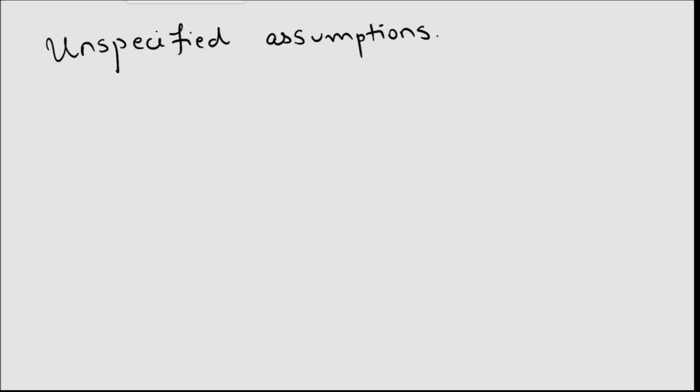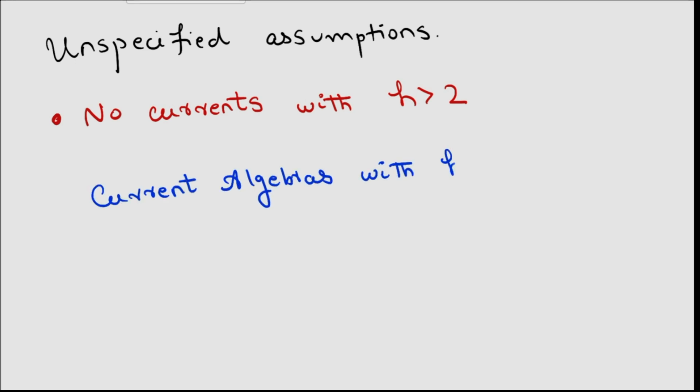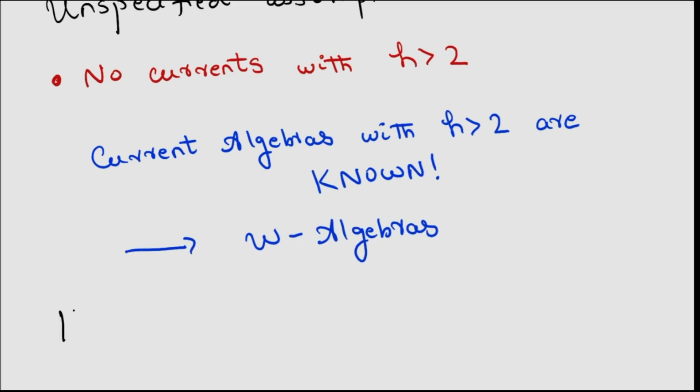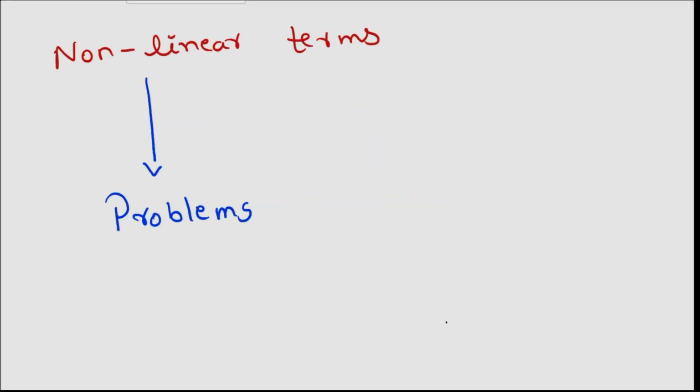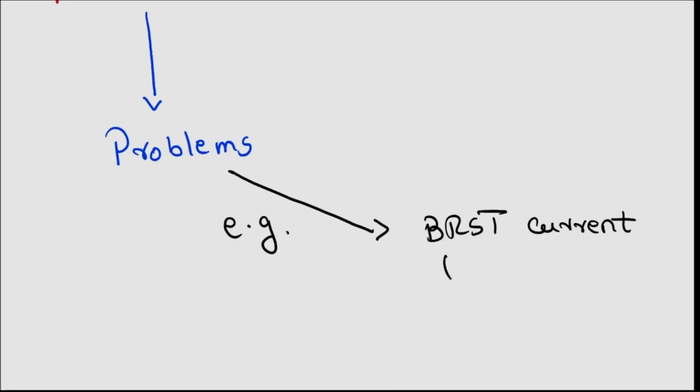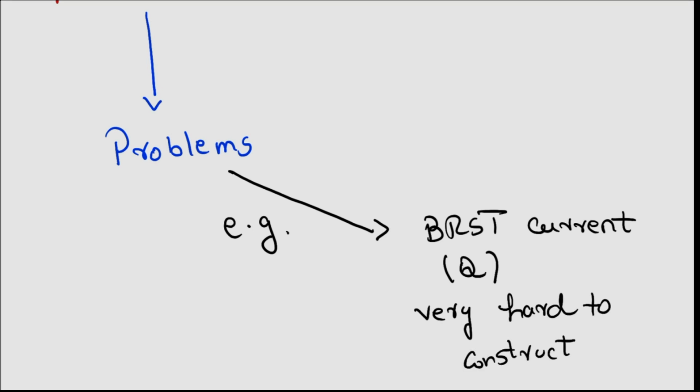Until now, there were 2 unspecified assumptions that we were making in our analysis. First of all, we were assuming that there are no currents in our theory that have a conformal weight higher than 2. Why this assumption? Well, we know about current algebras and their corresponding commutators that have h greater than 2. These algebras are called W algebras. W algebras are hard to study because they contain nonlinear terms. These nonlinear terms impose a lot of problems if we want to make a string theory out of W algebras. I can say that constructing the BRST current is a nightmare with these algebras.